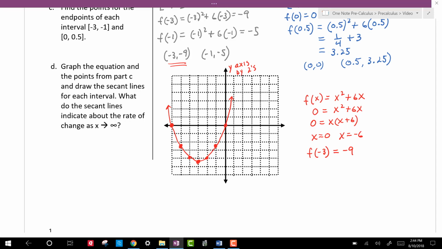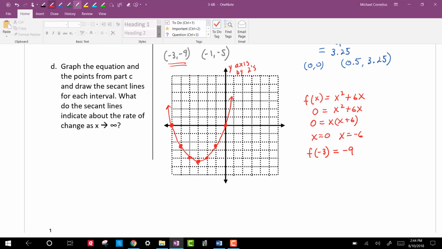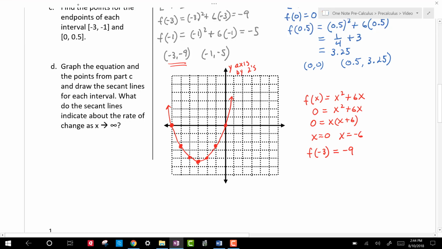And then it says to plot the points. So I'm going to go ahead and plot the first 2 points here. I got -3, -9, so that's going to be right at the vertex. And -1, -5, that's this guy right here. And it says to draw a secant line. Now remember, a secant line is simply a line that intersects a curve at 2 points. So that's what I'm going to do. I'm going to draw that line through those 2 points right there.